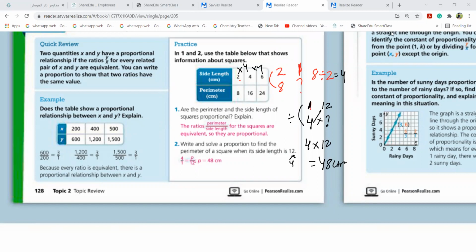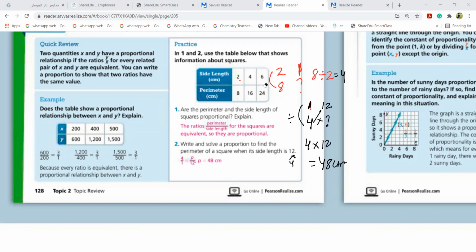So we'll just review topic 2. And here we have the second question. Are the perimeters and the side lengths of the squares proportional? How do you check the proportionality? Only for Malak now. Malak, are you there? Hello, Malak?